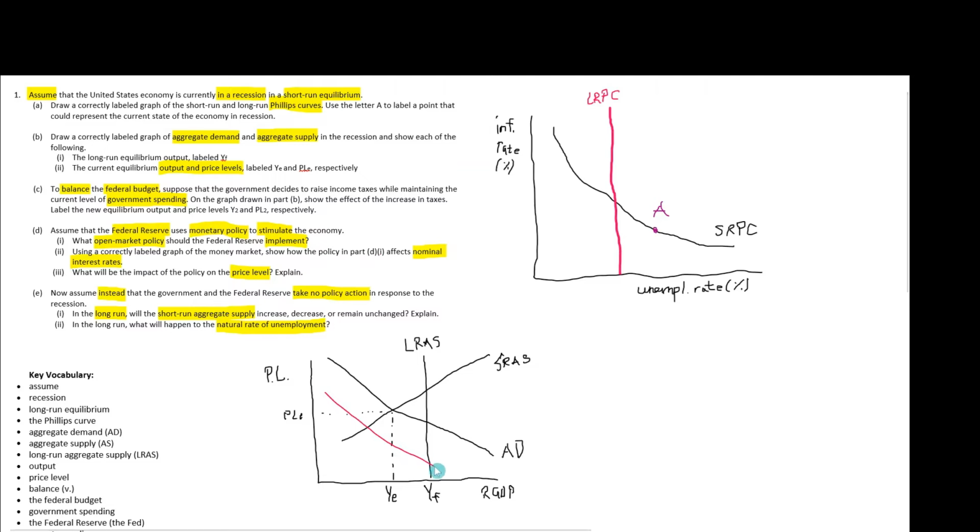So something like this, and you label it whatever they tell you to label it, or if they don't tell you anything, just give it a logical name like AD1. It's a good idea always to draw an arrow to show the direction of change. And we're going to label these new price levels PL2 and Y2 for the new output. This is not very neat, but you get the idea.